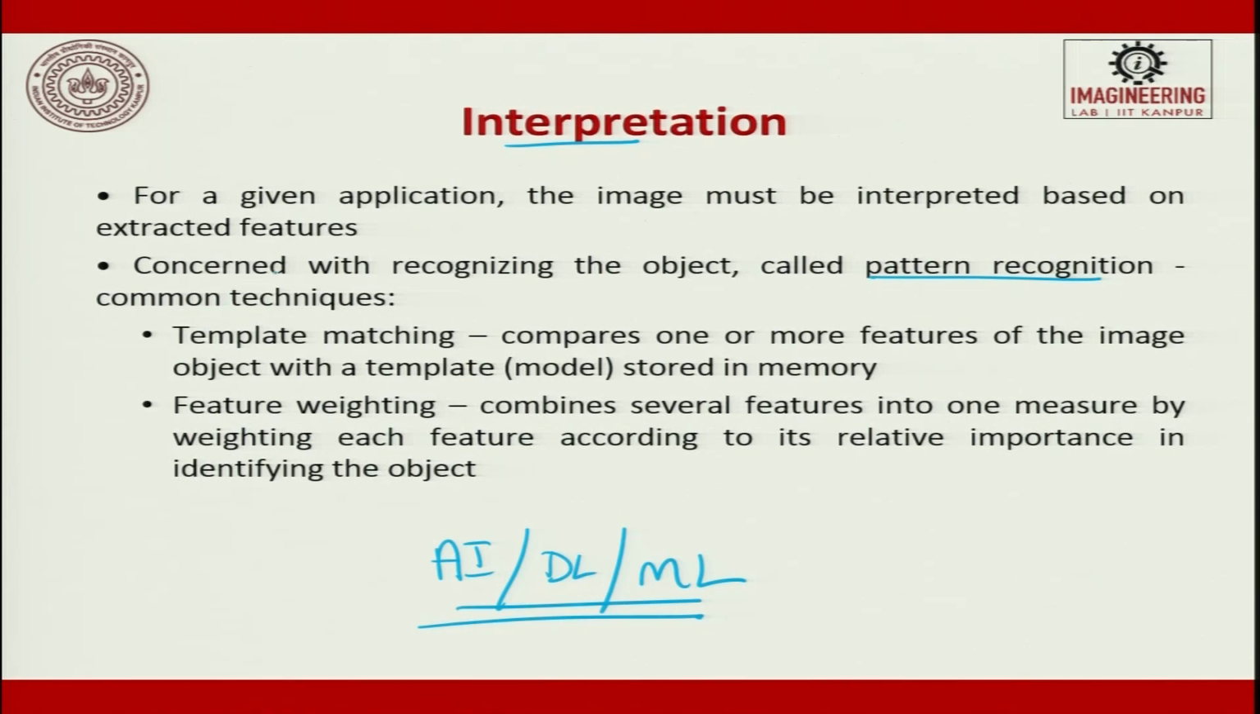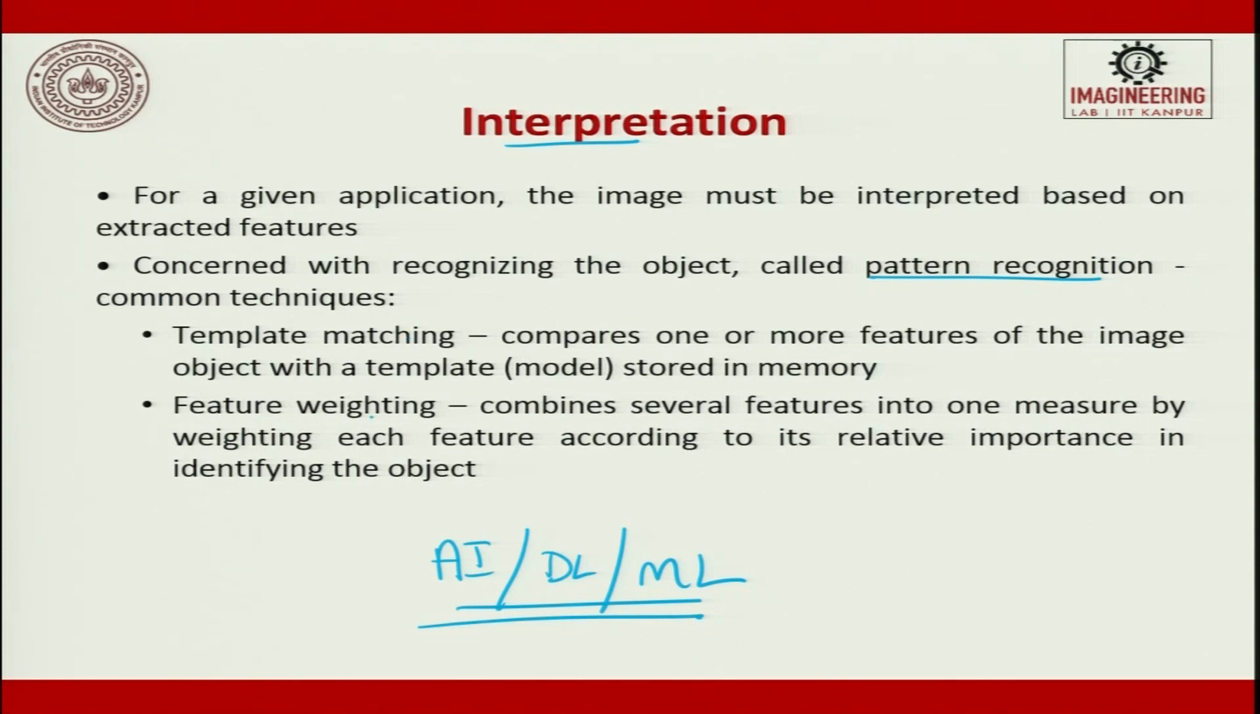Okay. So, pattern recognition is of two types: one is template matching, another is feature weighting. Template matching compares one or more features of the image object with the template stored in the memory. So, I have an X-ray and then I have a set of photos. Now, I place the X-ray on top of each photo and see whether the template is matching and find out what it is. So, that is template matching.